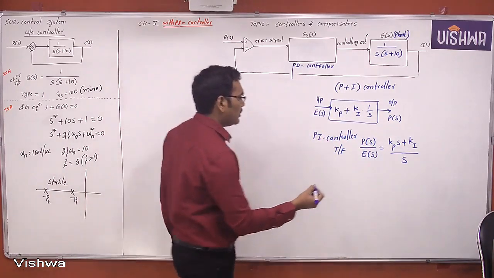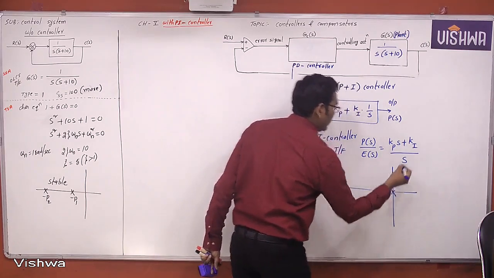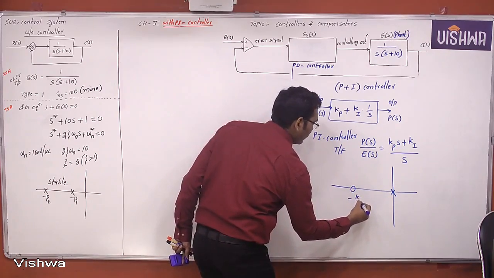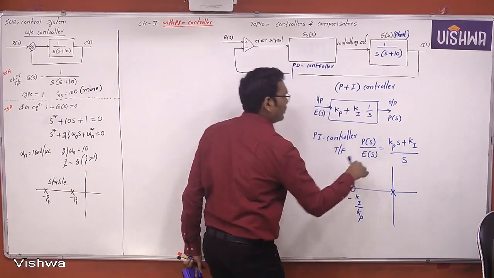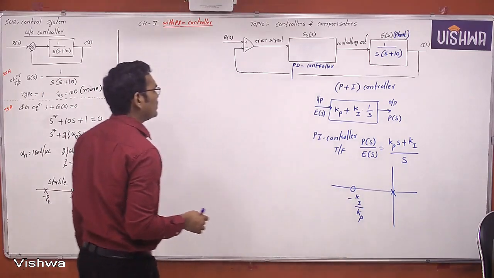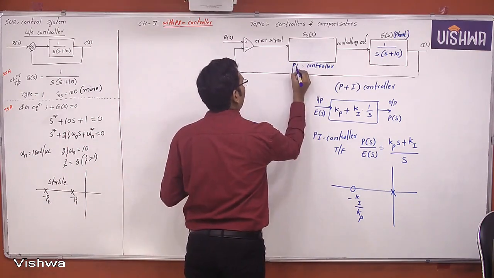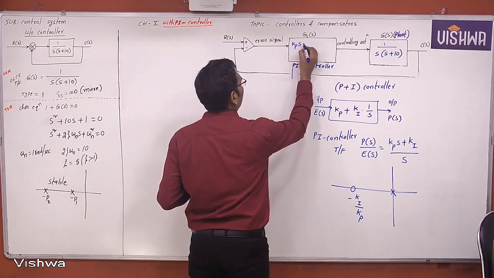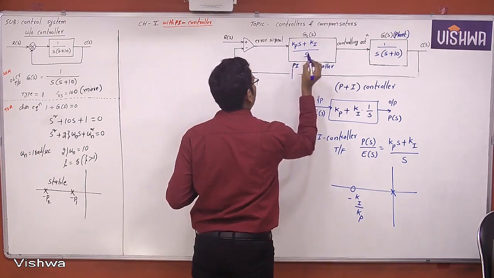If you observe here, the PI controller will produce one pole at the origin and one finite zero in the left hand side of the S plane. Now this is the PI controller. Now we will see the effect of the PI controller. The PI controller is Kp into S plus Ki by S.